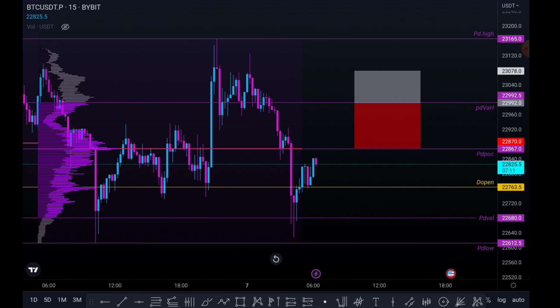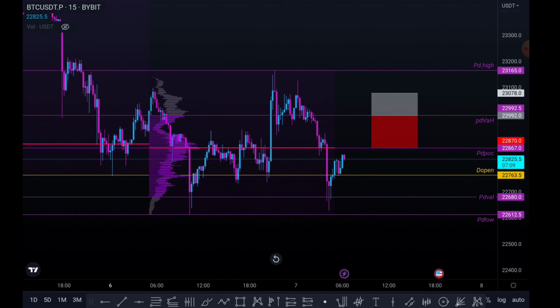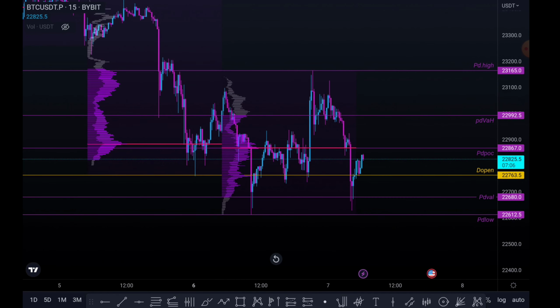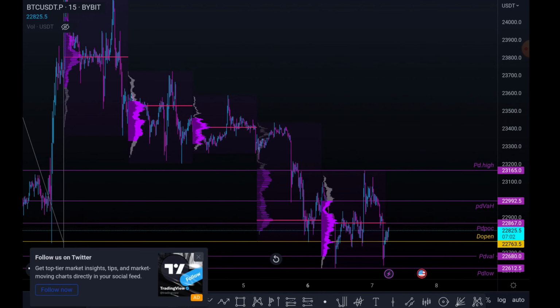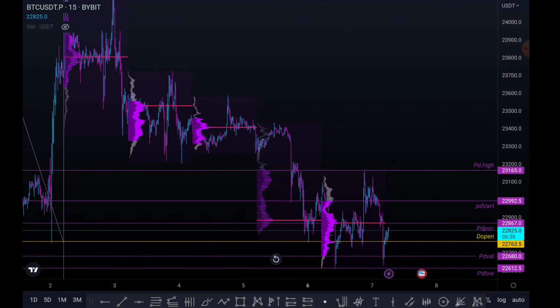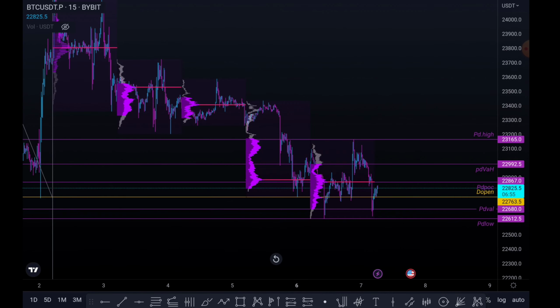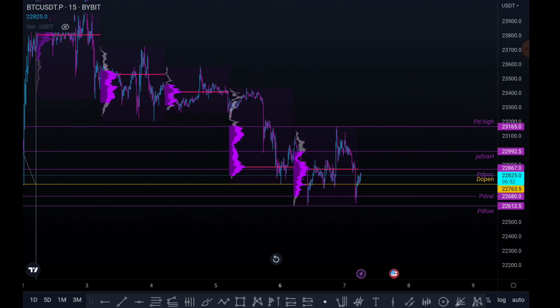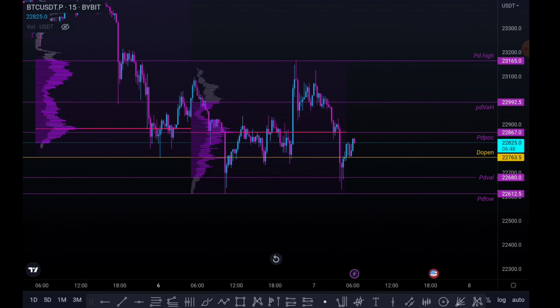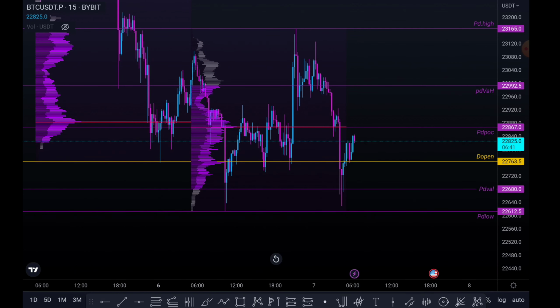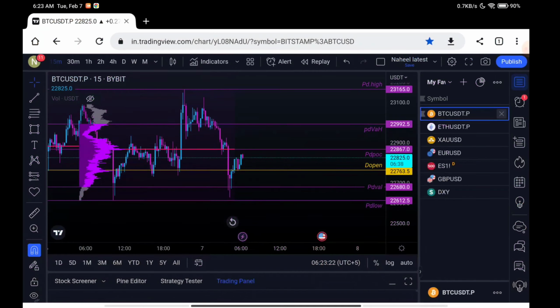Let's keep it aside. There's this daily naked point of control that I'm interested in, this naked daily point of control. We will discuss it further on. That is our intraday resistance, this previous day value area high, and currently we are looking at previous day point of control. Okay, so let's hide this.